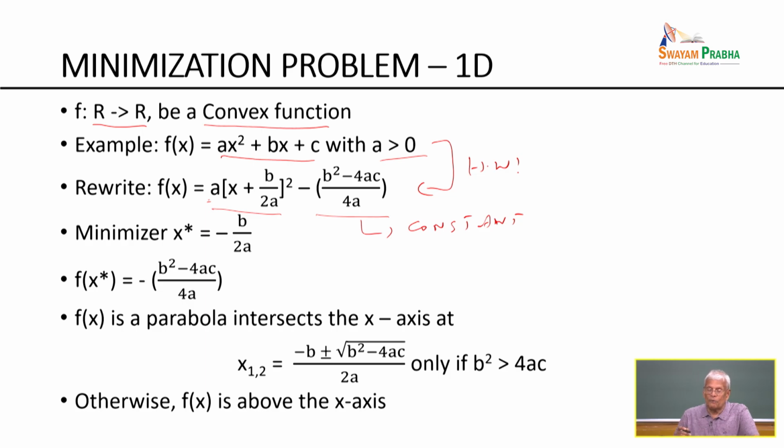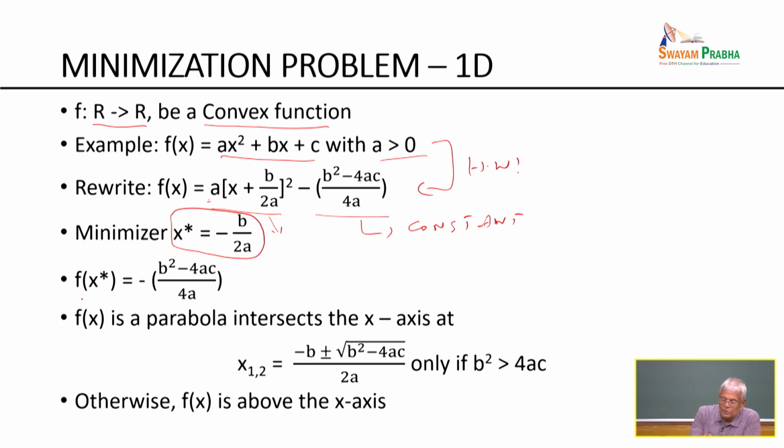Therefore, when will this function be minimum? This function will be a minimum when x is equal to minus b by 2a. That comes from here. I cannot eradicate the second term, that is a constant. The first term is a positive term. To minimize means I should reduce the positive term. What is the minimum value a positive term can take? 0. So, a cannot be 0. So, x plus b by 2a must be 0. So, if I set x star equal to minus b by 2a, I get the minimum value. So, this is the minimizer.